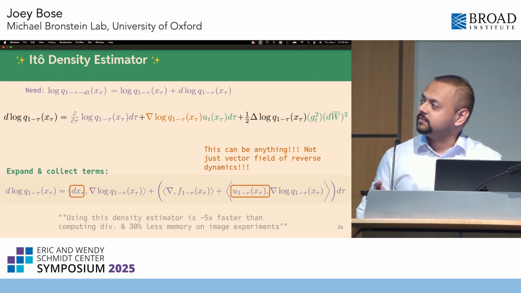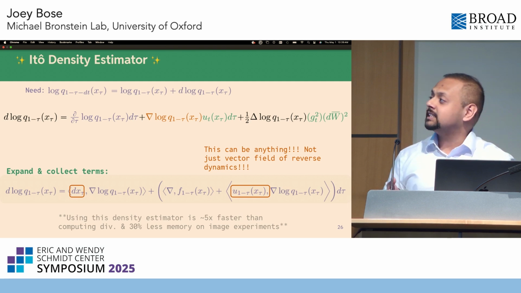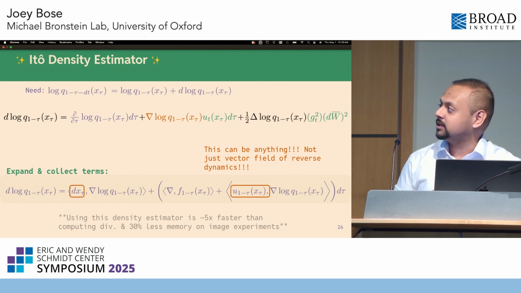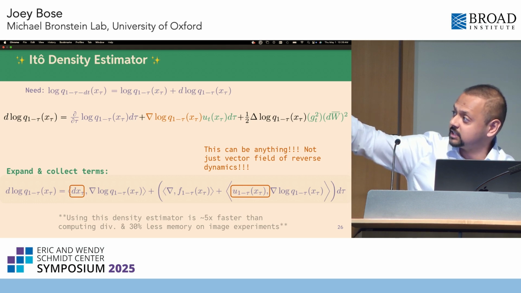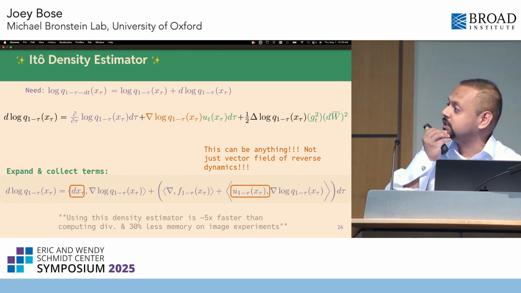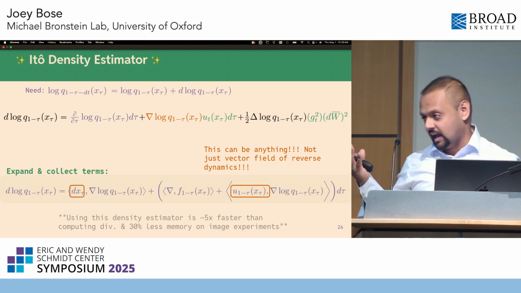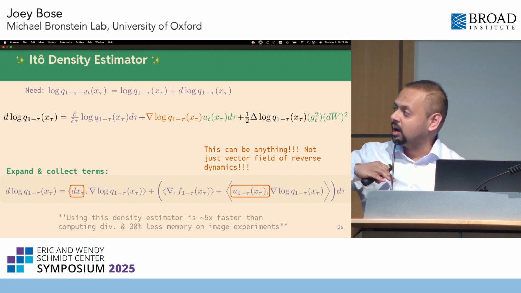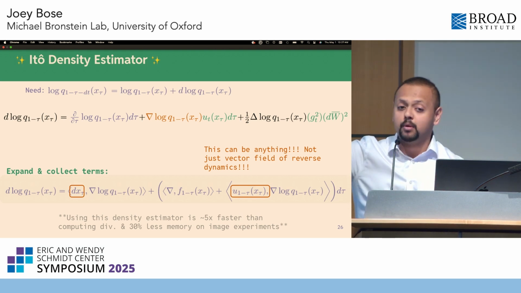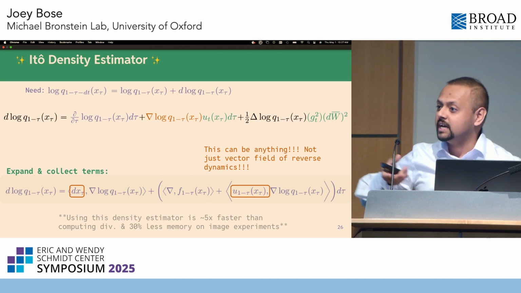And one of the main results of this paper is this new density estimator, which we call Ito's density estimator. And you'll notice that you can plug in any velocity field in this expression over here and get the equivalent change of density. So what does that actually mean? It means that when we solve the inference problem, we can essentially paint any path for the model to follow, and this tells you the density along this path.